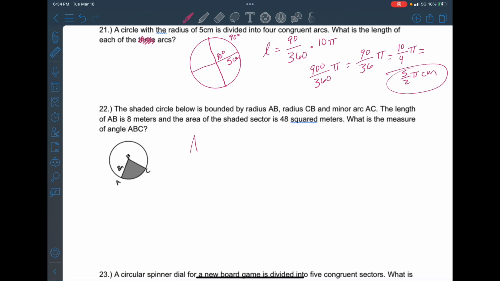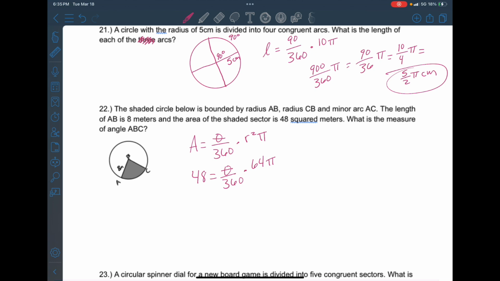So we're using our area of the sector formula, which is this. So we're going to put everything we have in here. The area is 48. Theta, we don't know, that is what we're looking for, the central angle. And then r squared would be 8 squared, which is 64 pi. And we are going to now solve for theta.